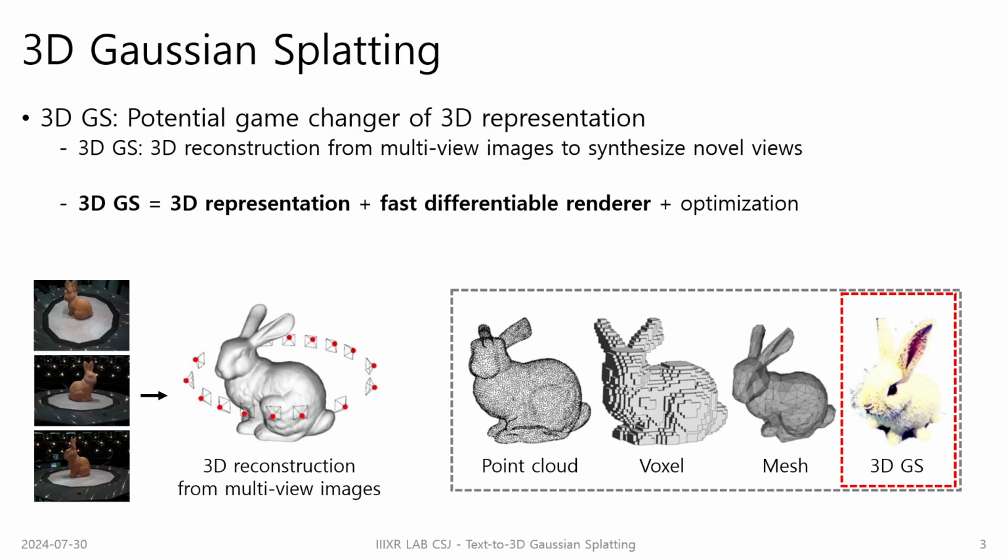First, I will explain 3D Gaussian splatting, referred to as a potential game changer of 3D representation. Original 3D Gaussian splatting aims to reconstruct a 3D scene from given multi-view images to synthesize novel views that were not initially provided. To achieve this, it defines a novel 3D representation like meshes, voxels, and point clouds, and includes an efficient method for rendering the representation.